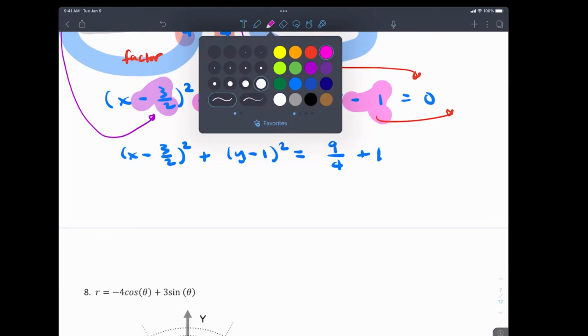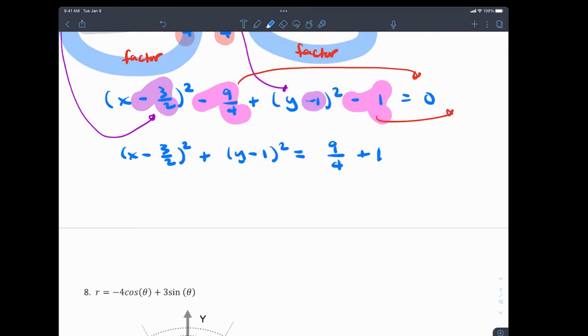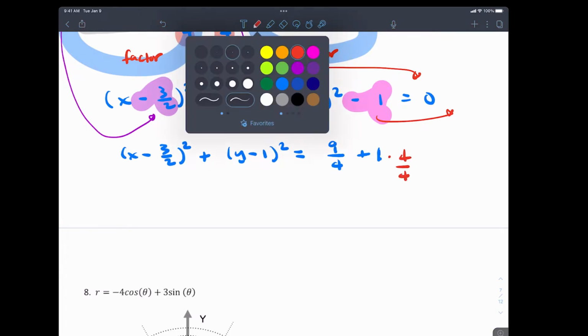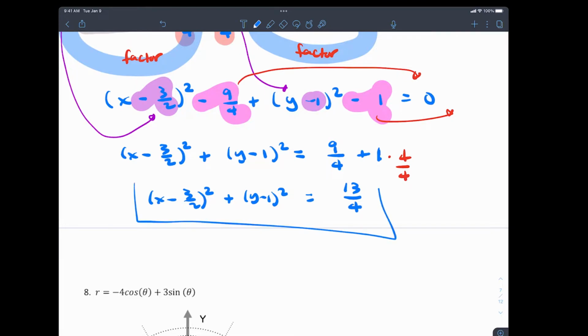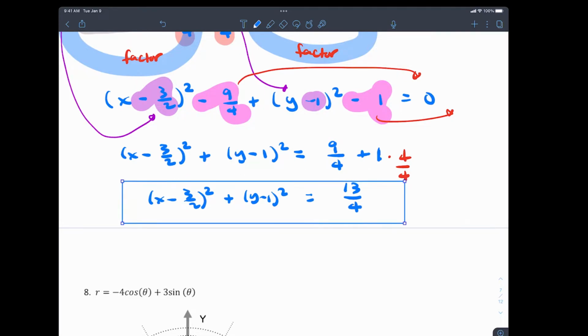So, you say, what happens with the arithmetic? I'll take 4 over 4, and then this gives you 13/4. Is that right? (x - 3/2)^2 + (y - 1)^2 = 13/4. And I'm just going to say, ladies and gentlemen, this is, by the way, the equation of a circle.